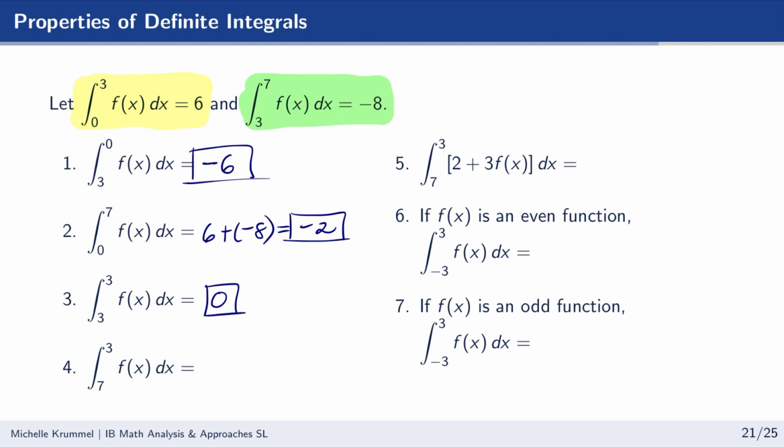f of x from 7 to 3. So we're just flipping the bounds on this one. If you want to flip the bounds, you multiply by -1. So it's -(-8), or just 8.